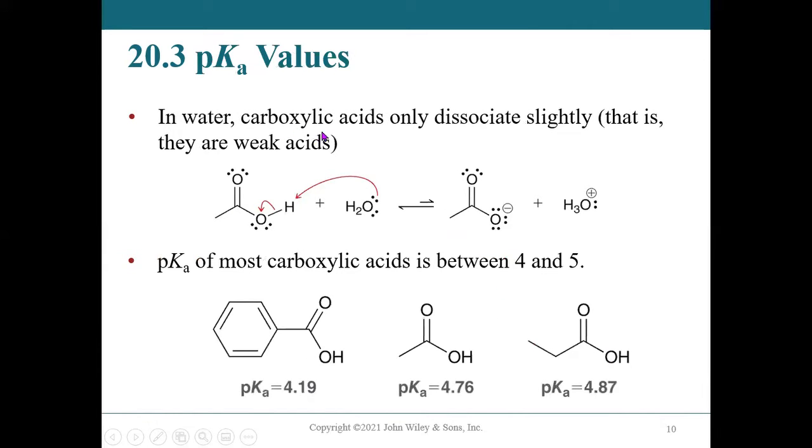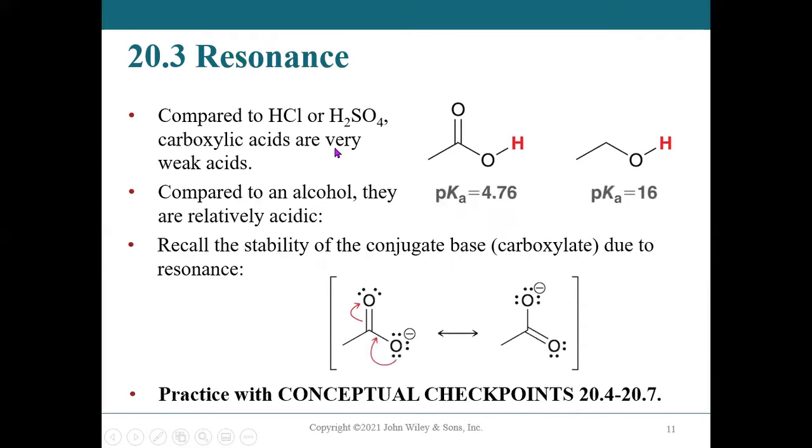In water, carboxylic acids only dissociate slightly, that is, they are weak acids. And here is the equilibrium. The pKa of most carboxylic acids is between 4 and 5. Benzoic acid has pKa 4.19, acetic acid pKa 4.76, and propanoic acid pKa 4.87. Compared to HCl or H2SO4, carboxylic acids are very weak acids. Compared to alcohols, they are relatively acidic.